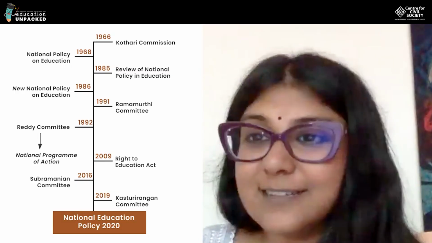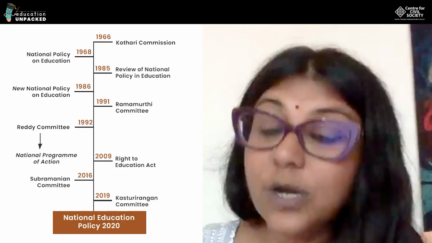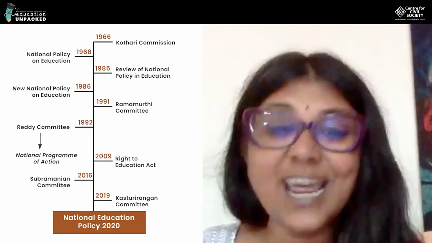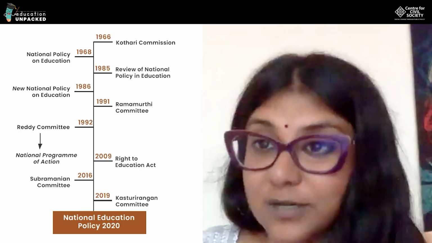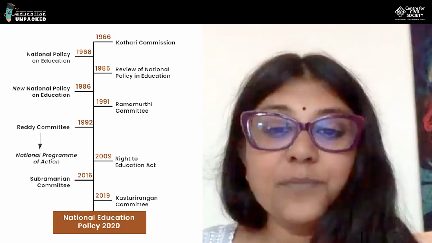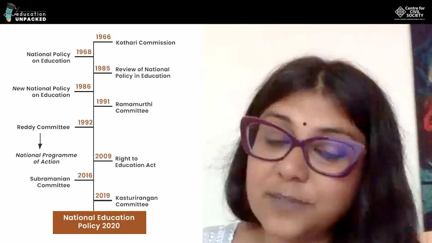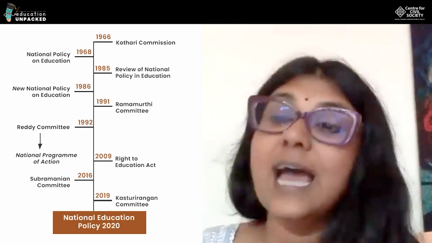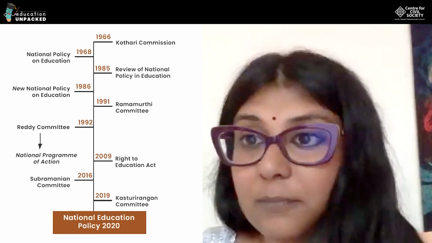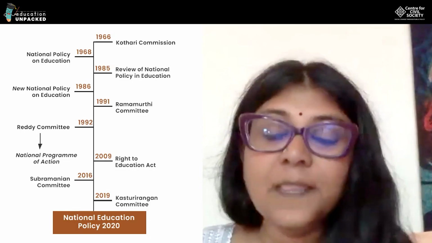About 20 years later, in 1985, the government realized that we must review the existing national policy on education, and then come up with a new policy on education. This happened in 1986. In 1991 and 1992, we again had two expert committees. The first was the Ramamurthy Committee, and then the Reddy Committee, which recommended a national program of action on how to execute the 1986 policy.